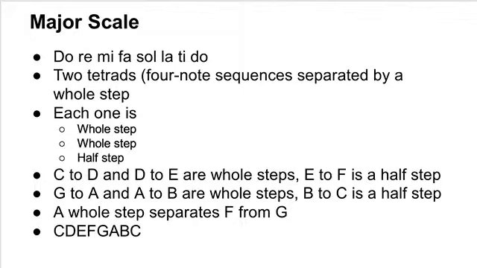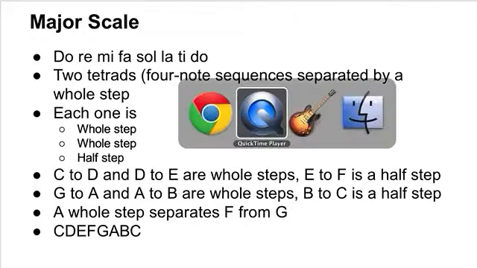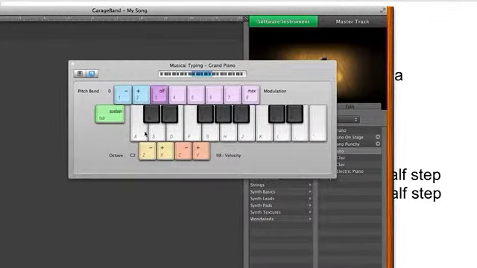The major scale, we're going to kind of skip over intervals for a minute and talk about the major scale so that we can learn at least one of these tools, solfege, to talk about the distances between notes. The major scale, again, do, re, mi, fa, sol, la, ti, do. On a keyboard, the C major scale would be do, re, mi, fa, sol, la, ti, do.